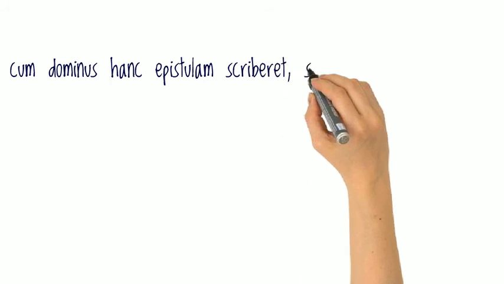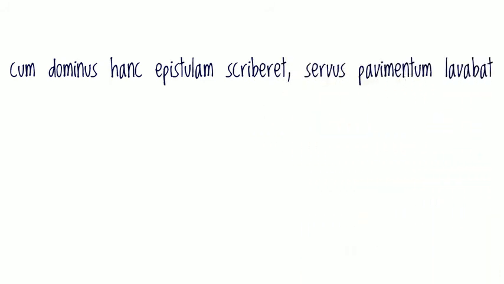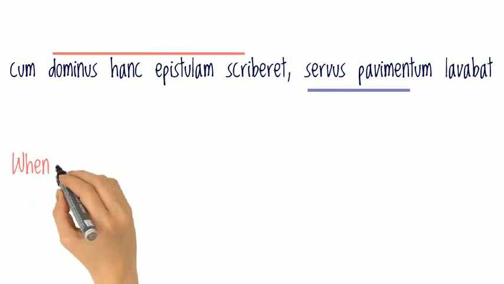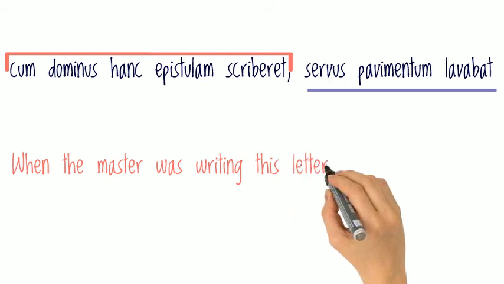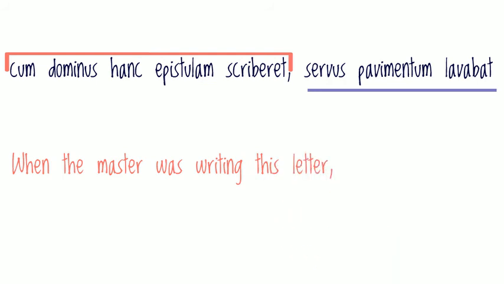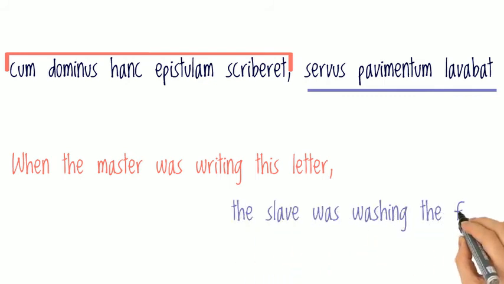There's another one. Cum dominus hanc epistulam scriberet, servus pavimentum lavabat. With this one, the entire first clause is a cum clause, from cum to scriberet. So we have: when the master was writing this letter, and now we'll tack on the main clause: the slave was washing the floor.